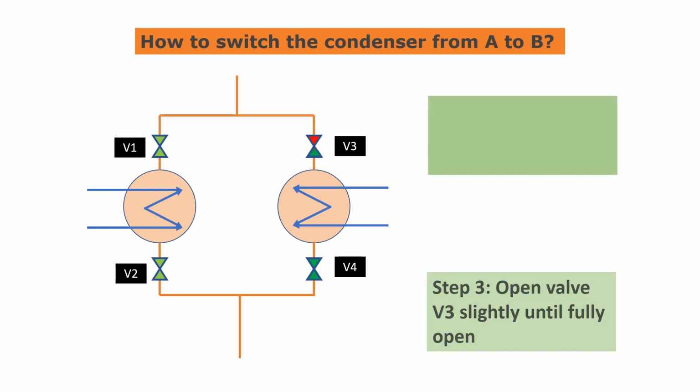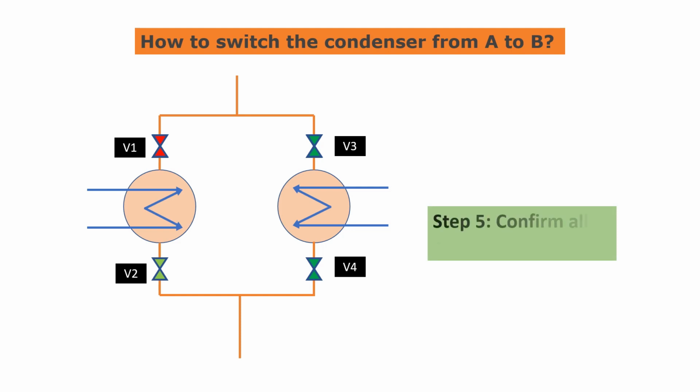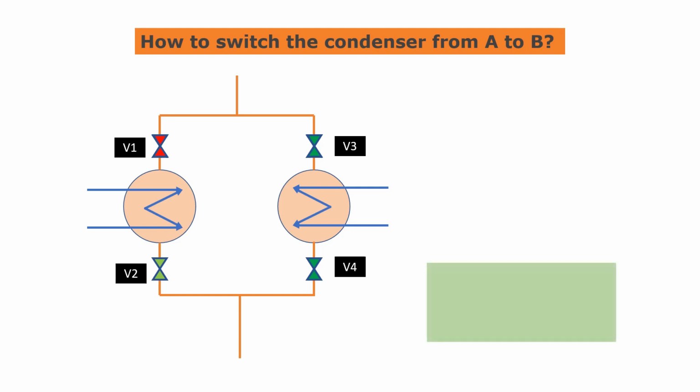Step 4. Slowly close valve V1 until fully shut. Step 5. Confirm that the flow has been changed from A to B and all conditions are stable. Step 6. Confirm that there is no leakage from B.